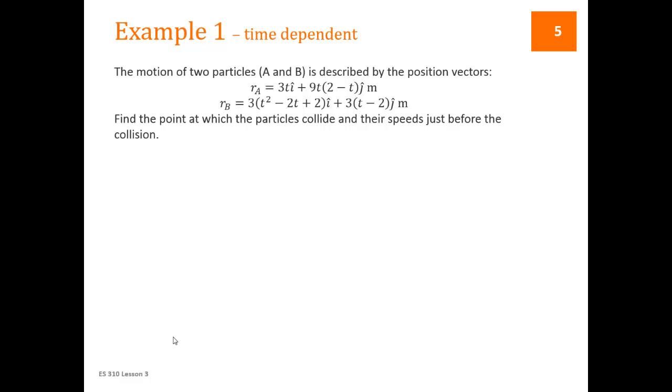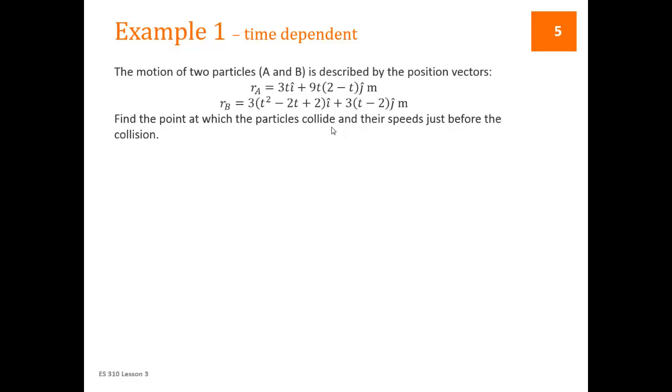So let's take a look at an example. This is a time-dependent example, which means that our position vectors are written in terms of time, t. So we have two particles. We're given vector notation for their positions at any given time, and we're being asked when they will collide. So what time will they collide, and what are their speeds just before they collide?